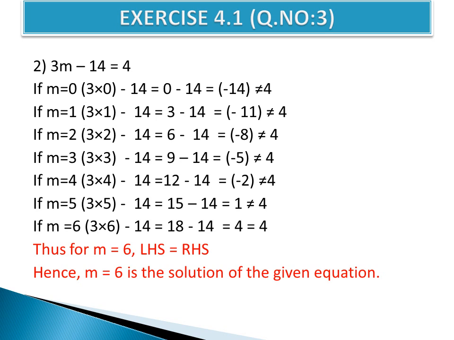Then we'll take m is equal to 5. 3 5s are 15. 15 minus 4 will get 11. 11 is not equal to 4. Then next we will take m is equal to 6. 3 6s are 18. 18 minus 4 we will get 14. So the LHS is coming 14, RHS is 14. So if we take 6 in place of m, we are getting LHS equal to RHS. So m equal to 6 is the solution of the given equation.